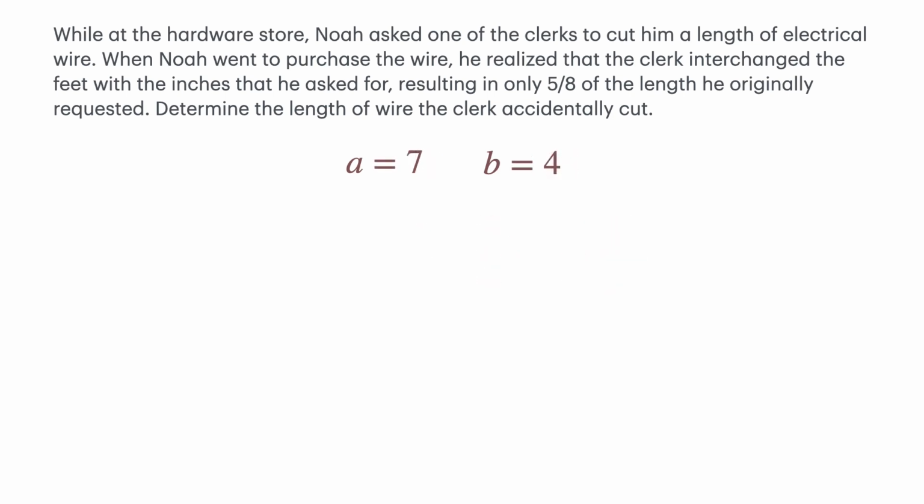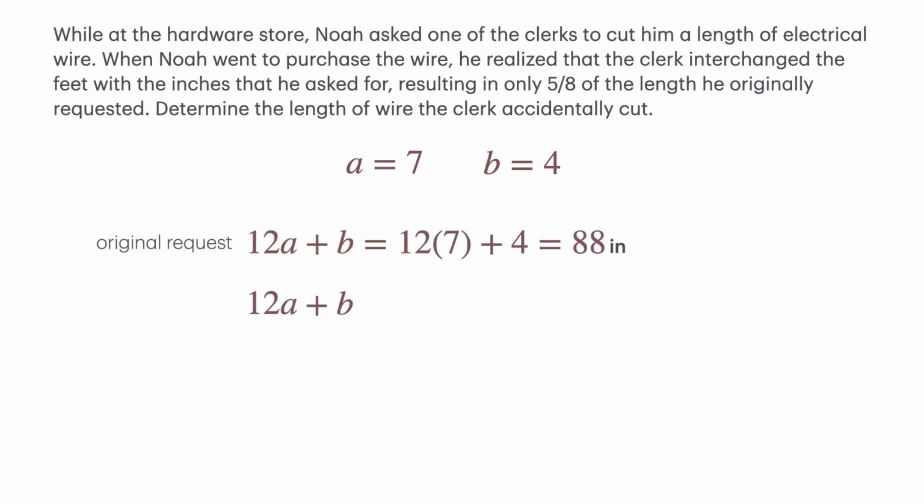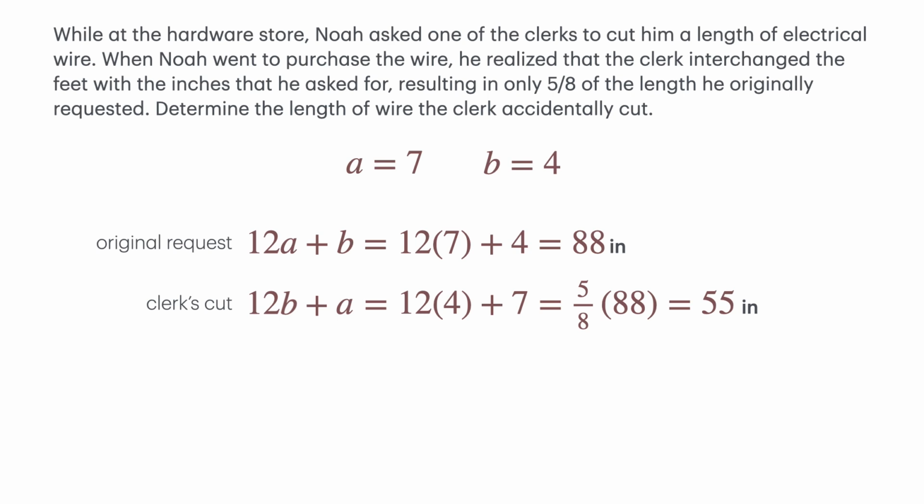Again, let's make sure everything checks out. The original request equals 88 inches. The clerk's cut equals 55 inches. So Noah originally ordered 7 feet 4 inches of wire, and the clerk accidentally cut 4 feet 7 inches of wire, which is 5/8 the length originally requested.